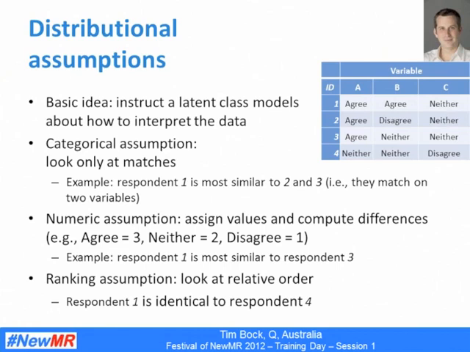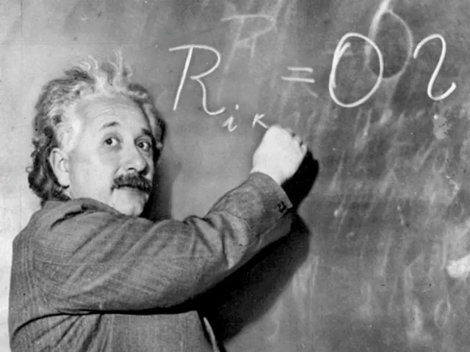And the ratings they gave for A and B were both higher than the rating they gave for C, which was neither for respondent 1 and disagree for respondent 4. And so you can see that we can make different assumptions about what the data means, and they're non-trivially different. They give different interpretations of the data, which we'll return to in a sec.